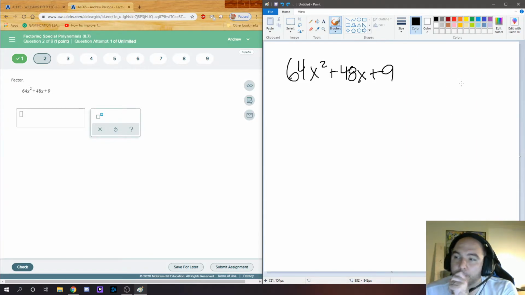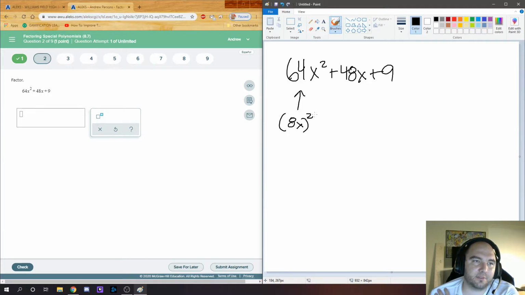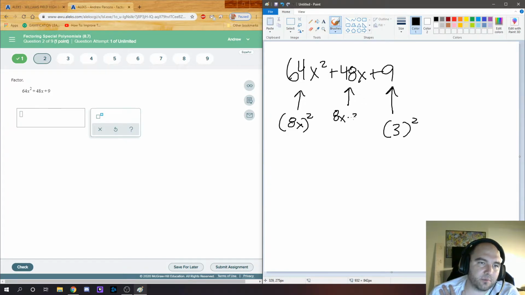So when the numbers are exorbitantly big, you should look at this thing and say to yourself, could this be a special case? What number times itself makes 64x squared? Well, 8x times 8x makes 64x squared, right? Does something times itself make this last guy 9? Yeah, 3 times 3. But you do have to confirm it works in the middle. Is the middle thing 8x times 3, doubled? Let's put a times 2 at the end.